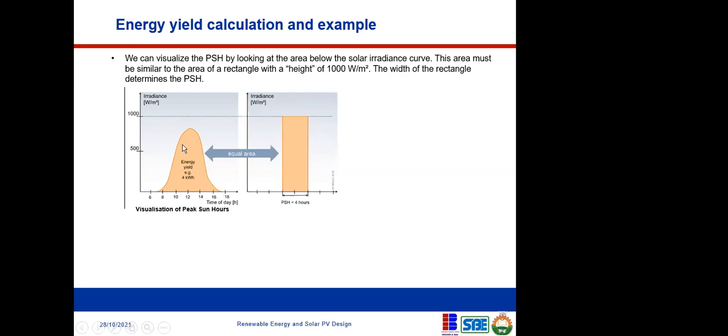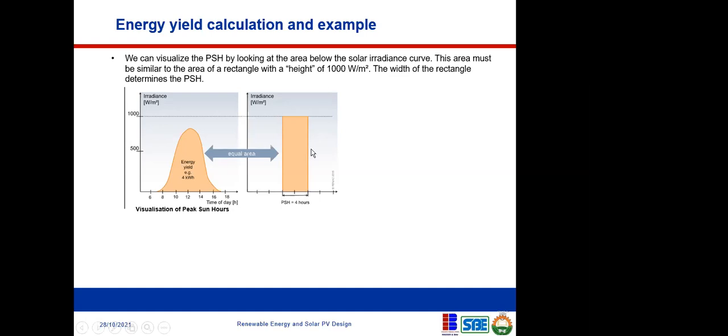Now, this entire area, assume the sun just came out and started operating at 1,000 watts per meter square, which is what we have here. How many hours will it last? The area of this rectangle must be equal to the entire area of this sun part. So we compress it and assume that it's shining at 1,000 watts per meter square. How many hours will it stay? This is what we refer to as peak sun hour.